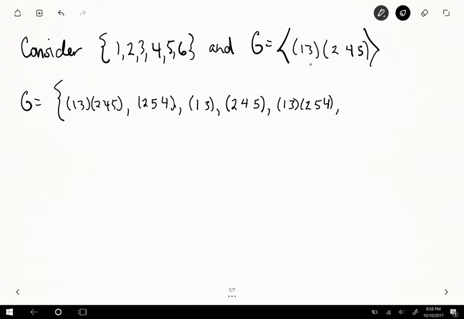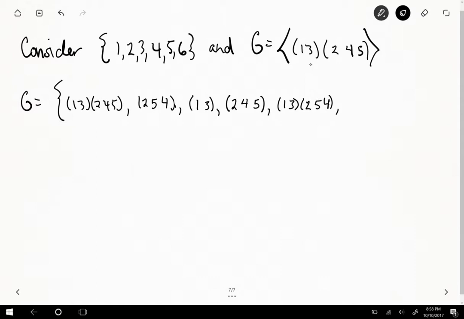So what happens on our next piece? Well, let's take a look. So with this next piece, let's see. 1, 3, 2, 5, 4. And what else is left? Well, you compose this one with this one.